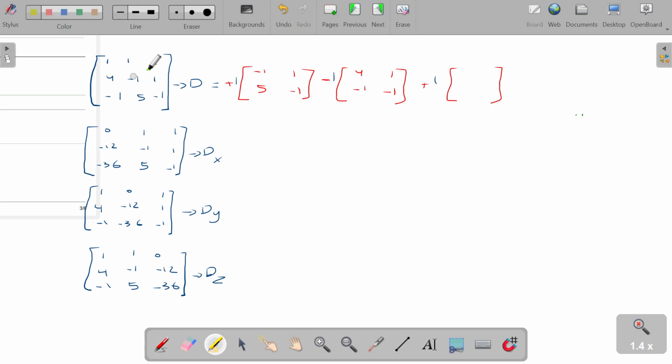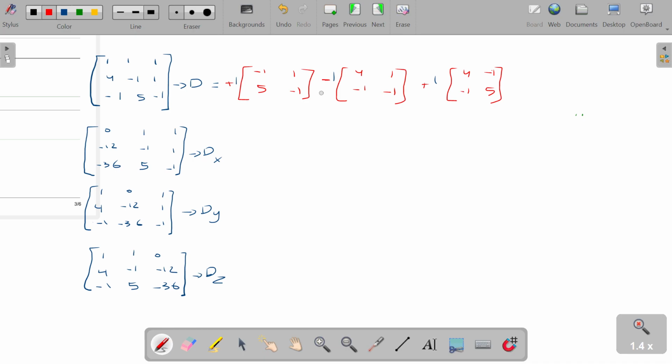And the last one is this number. Cover the row and the column that includes this number, and we're going to write whatever is left here. So we will have 4, -1, -1, and 5, because this is what we have left now.